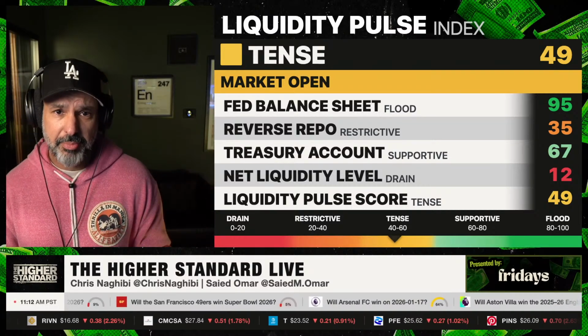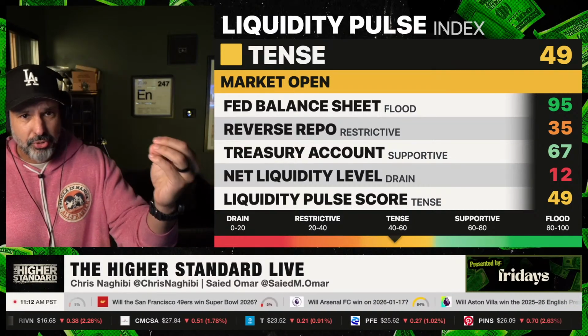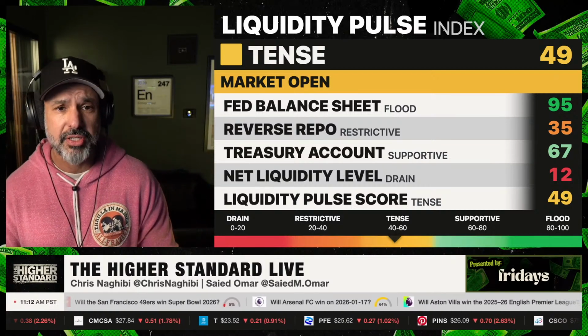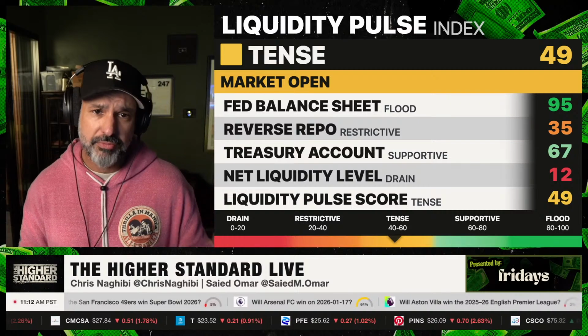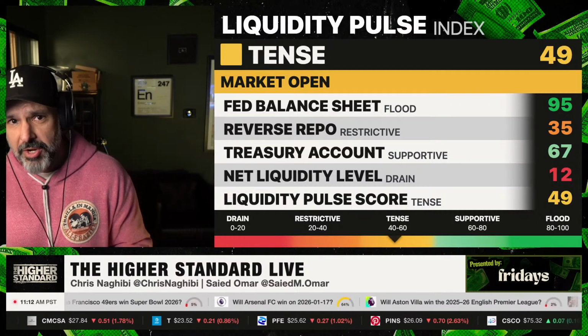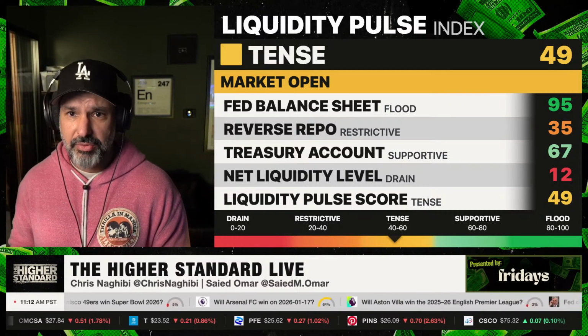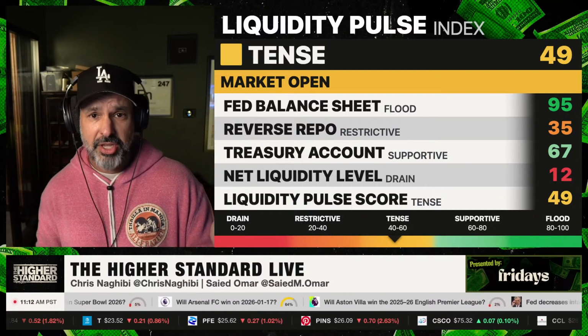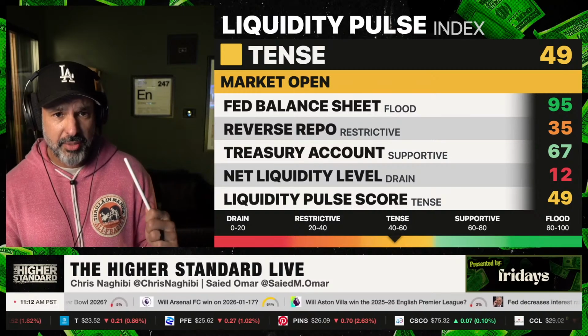We covered this a couple moments ago. This is the Fed balance sheet. This is pulling straight from the St. Louis Fed, and I'm going to show you the next chart on housing, which also does the same thing. We'll have one for jobs here in the not too distant future as well. The Fed balance sheet is flooded with liquidity. Reverse repo line is, in fact, restrictive. It's really the delta between those two things that is putting us in a tense liquidity position for the market.